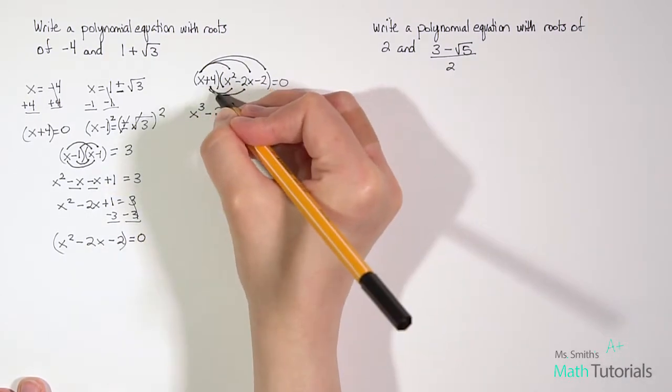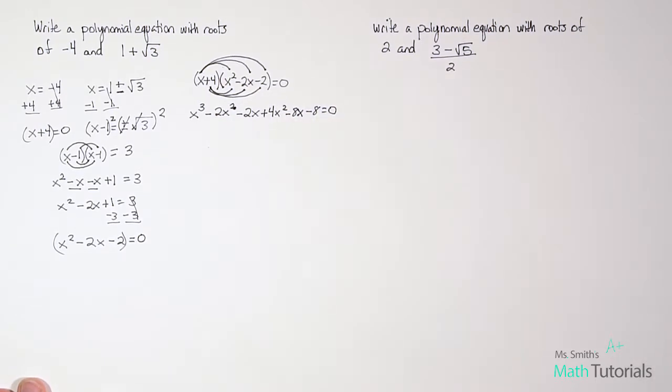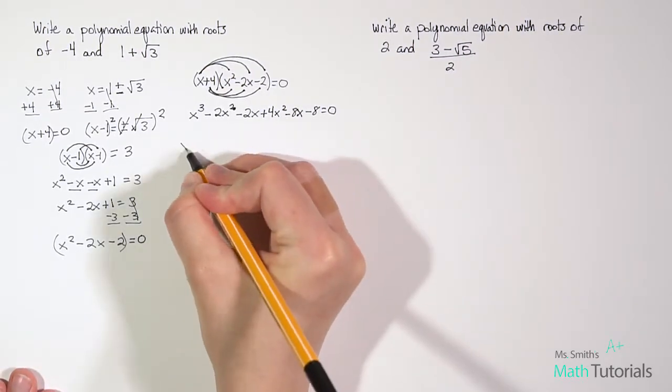And 4 times negative 2 is negative 8 equals 0. Now we do need to combine like terms and make sure we write our answer in standard form. My highest exponent is an x cubed. So let's go ahead and write that one. So we've got our x cubed.